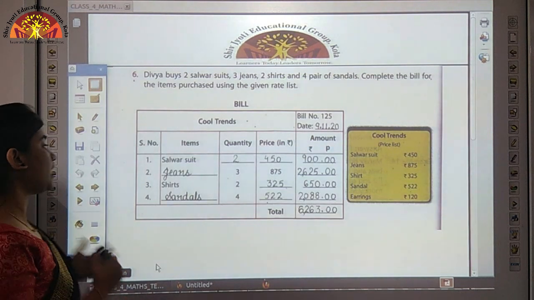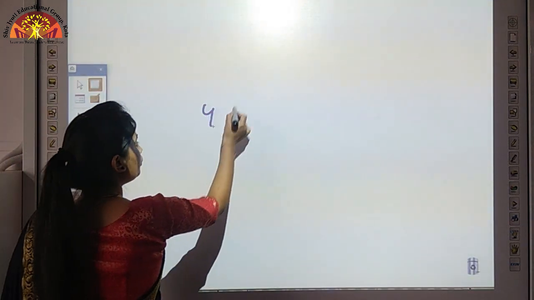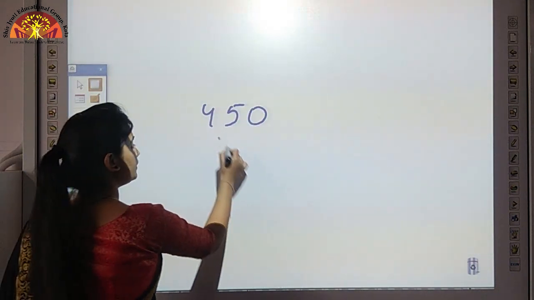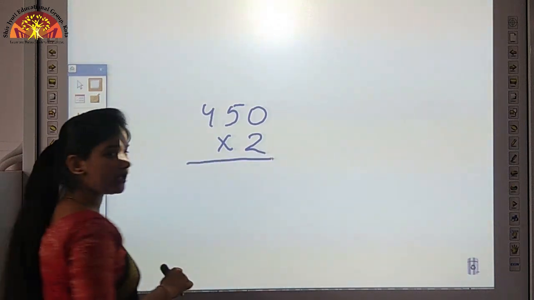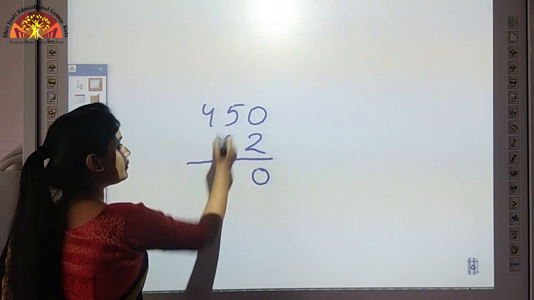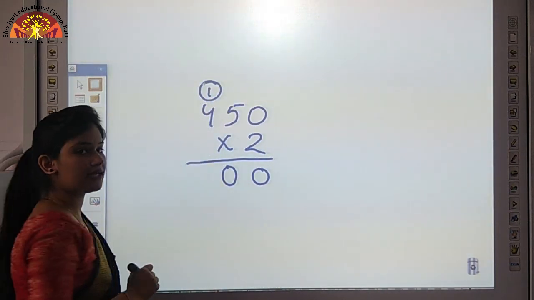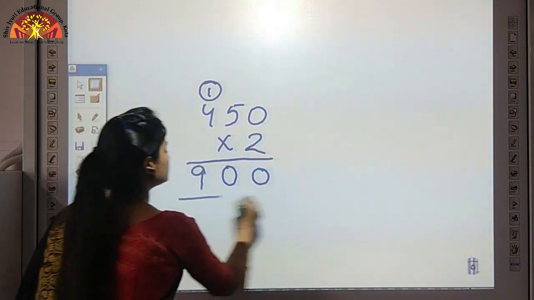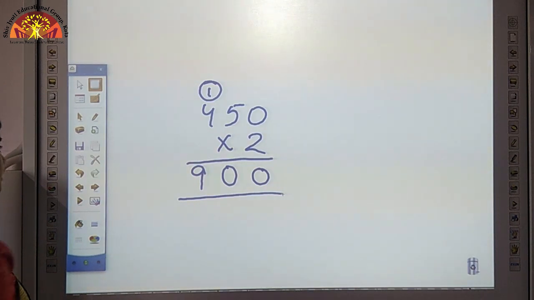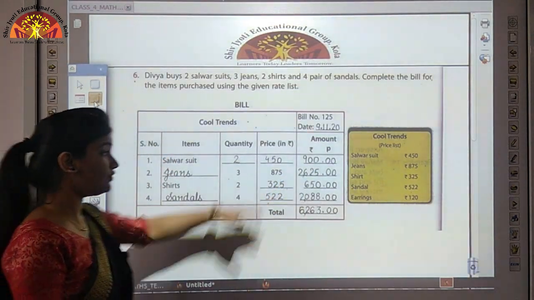So what do we have to do to find the cost of 2 salwar suits? 450 is the cost of one salwar suit and she has purchased 2. So we have to multiply it by 2, and we get 2 multiplied by 0 will be 0. 2 5s are 10, 0 we will write here, 1 carry over. 2 4s are 8 plus 1, 9. So what is the cost of 2 salwar suits? It will be 900. So here we have written 900 because here we are writing the total amount.